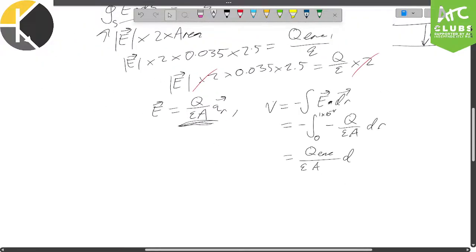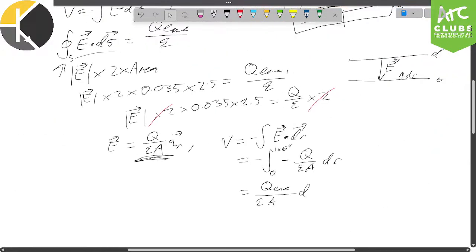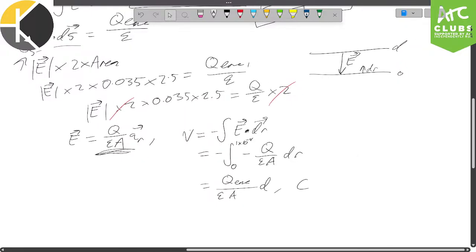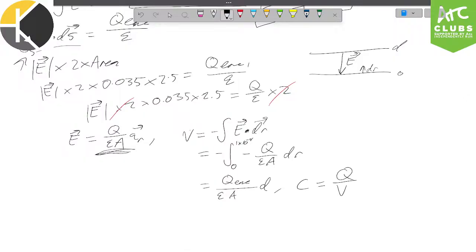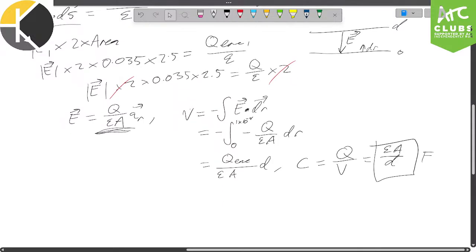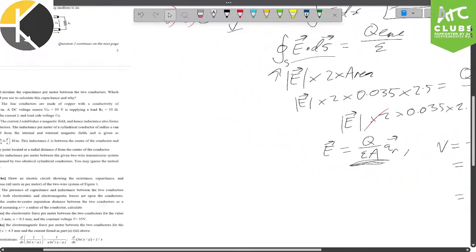So let's go ahead and determine capacitance as the question had asked. We have C equals Q on V, and so we get just the reciprocal, taking away the Q, sorry. So we end up with epsilon A on D, as required, in farads. All right, so how do we feel about that? All good? General capacitor stuff, fantastic.